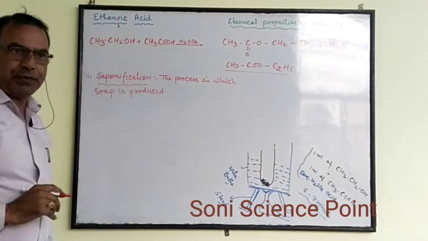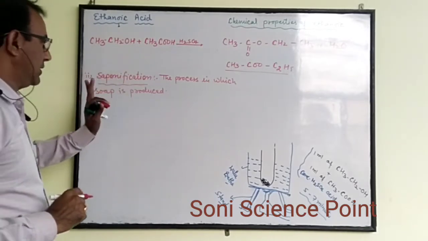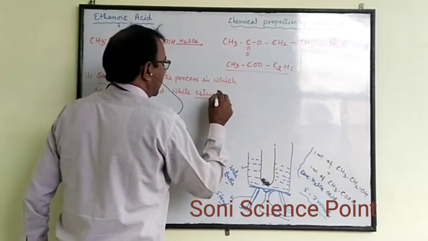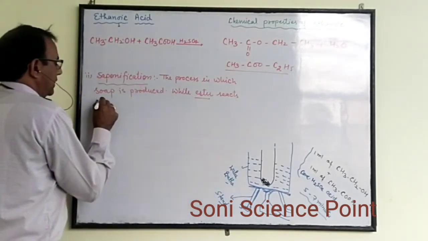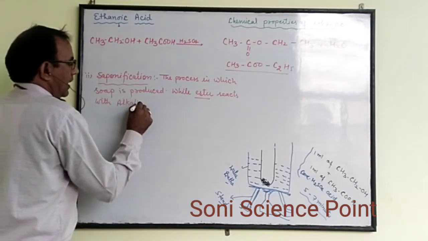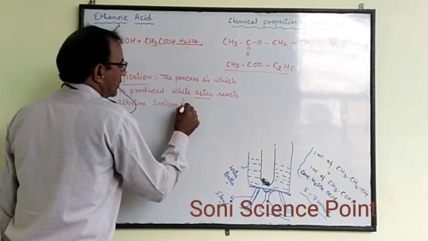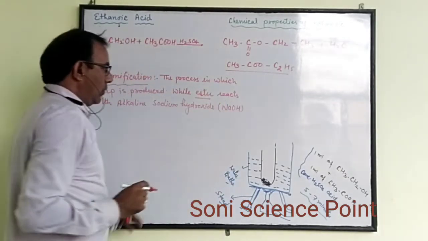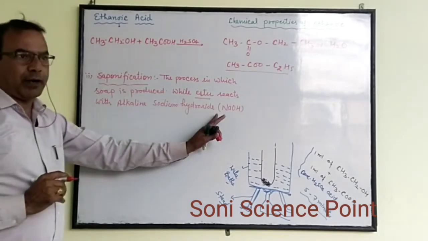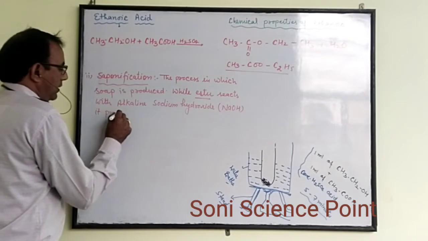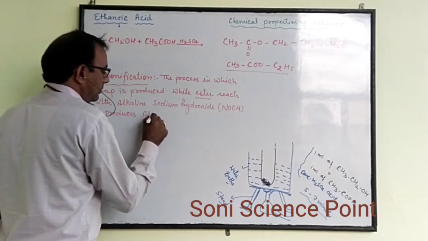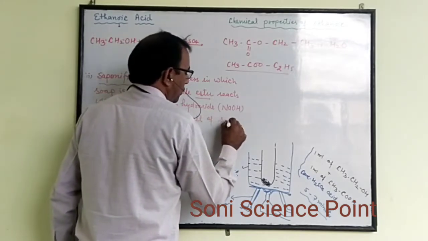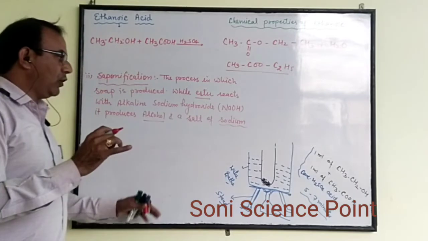That is called saponification. How does soap formation take place? While ester, this is the chemical formula of ester, reacts with alkaline sodium hydroxide, the chemical formula of sodium hydroxide is NaOH. While ester reacts with alkaline sodium hydroxide, it produces alcohol and a salt of sodium.